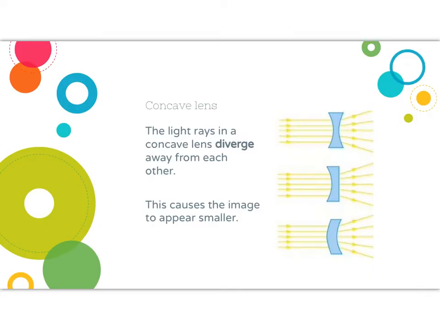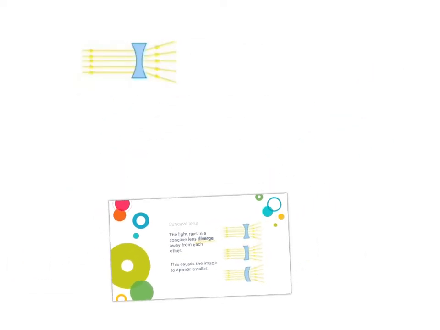With concave lenses, once again, they actually go on the inside. So you'll see on all three of these, they bend on the inside. This causes the light rays to diverge. Let's take a look at this in more detail.